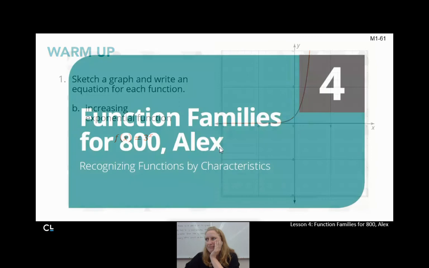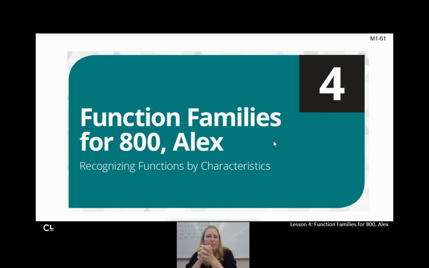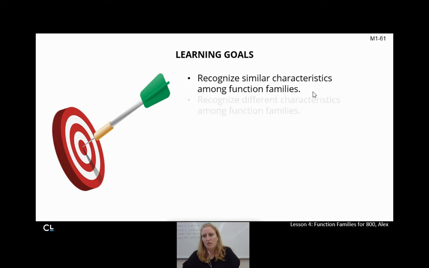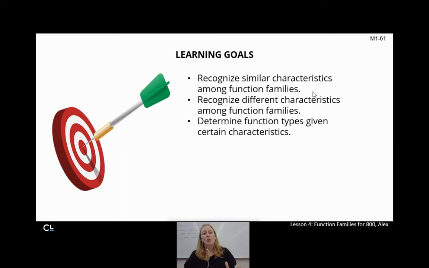So let's start working on recognizing our function families. We have 5 function families. Now we're going to start focusing on recognizing them when we see them, whether we see the graph or just the equation. You're going to be recognizing similar characteristics among function families, recognizing different characteristics among function families, and determining a function type if you're given certain characteristics, like we were just doing. I want it linear, I want it decreasing, so what does that look like? And of course, you have identified key characteristics of graphs.